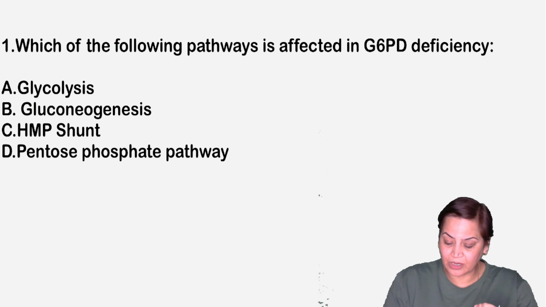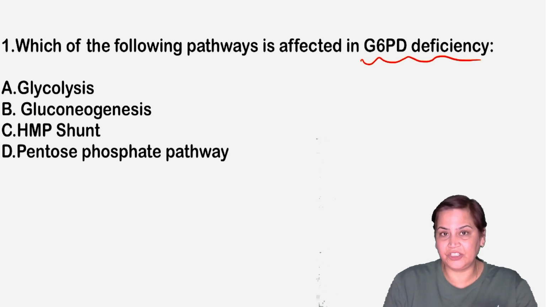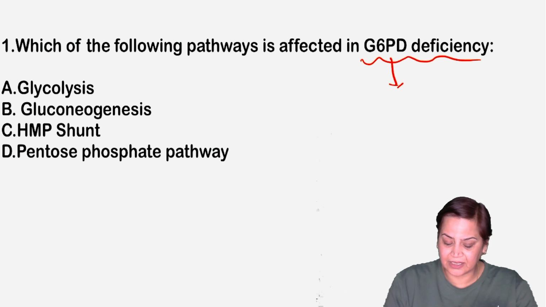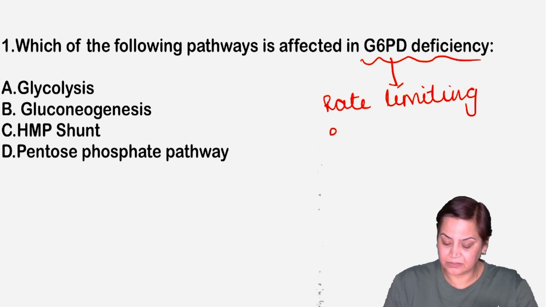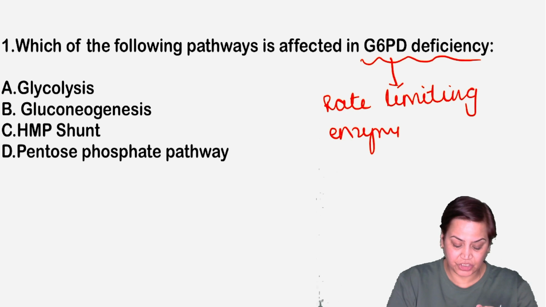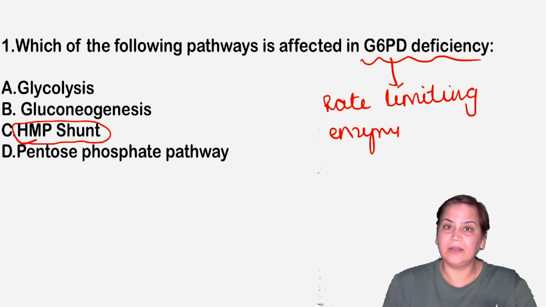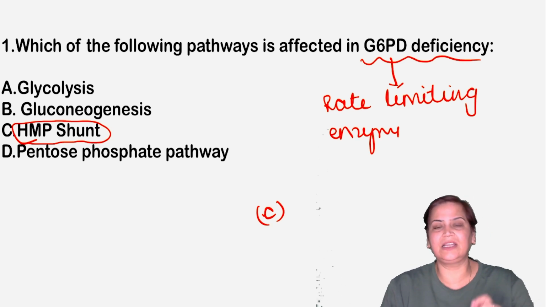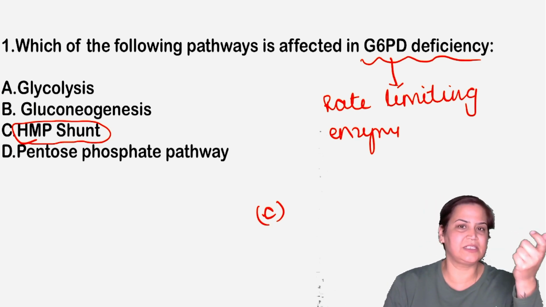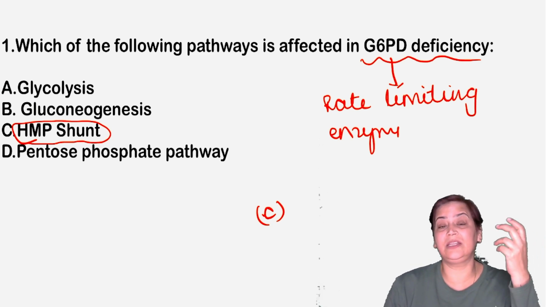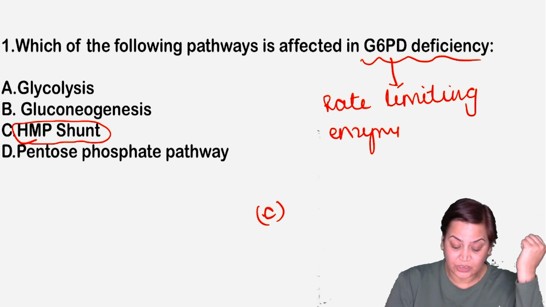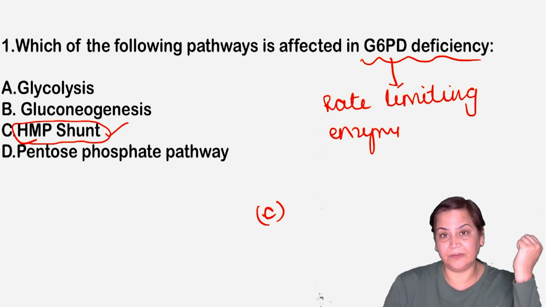So if we talk about G6PD deficiency, we all know that this is the rate limiting enzyme of HMP shunt. If we talk about any rate limiting enzyme, in glycolysis it is hexokinase, phosphofructokinase, pyruvate kinase. In gluconeogenesis it is pyruvate carboxylase. So HMP shunt will be the answer.